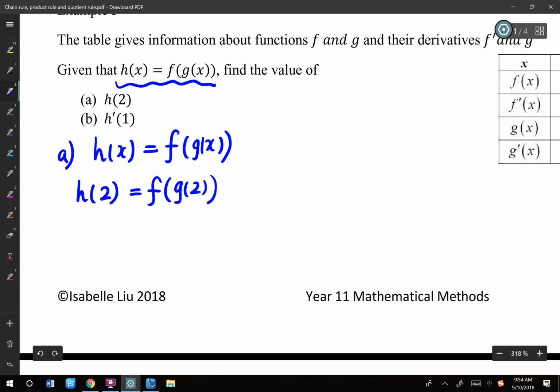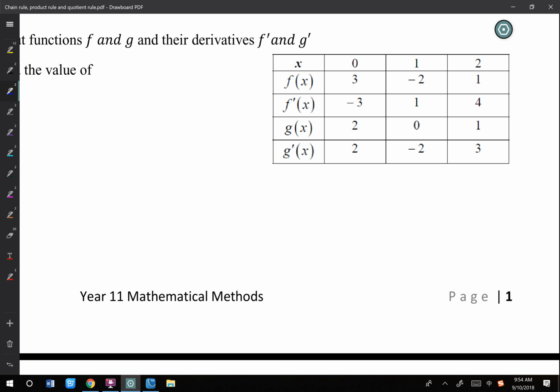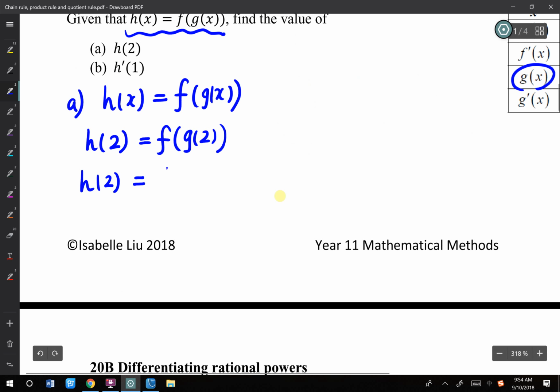What you need to know for a composite function is that when we do the calculation, we start from the inside. We calculate the most inside. So now what we want to know is, what is g(2)? Can you read the table and tell me what g(2) is, please? g(2) is 1. 2 is here, g(x) is here, g(2) is 1. So the g(2) inside becomes 1. So now the new function becomes f(1).